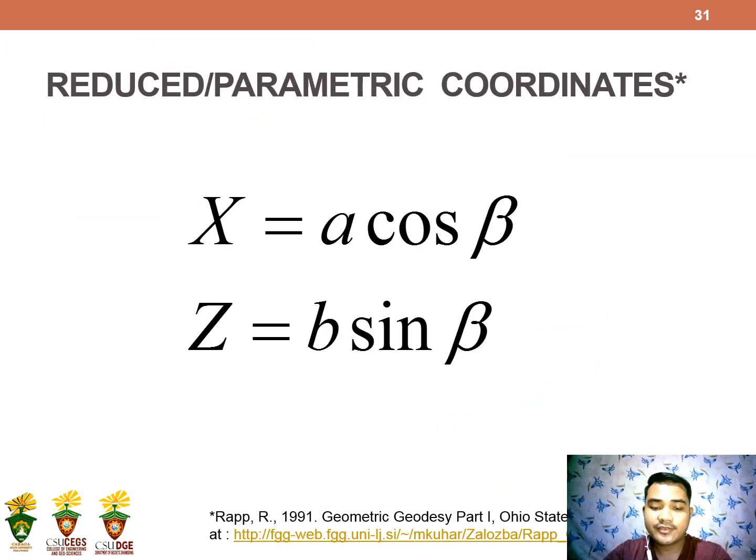So out from the illustration in the previous slide, we can say that the reduced or parametric coordinates are as follows. In terms of x, we have a cosine reduced latitude, and z is equal to b sine reduced latitude.